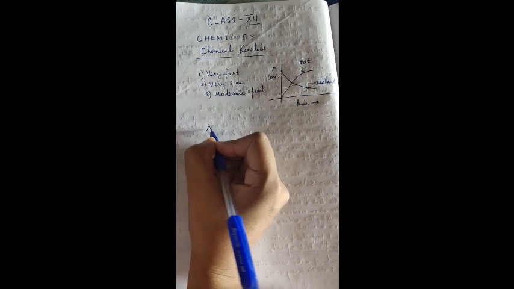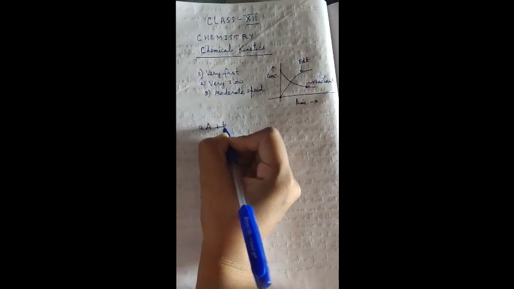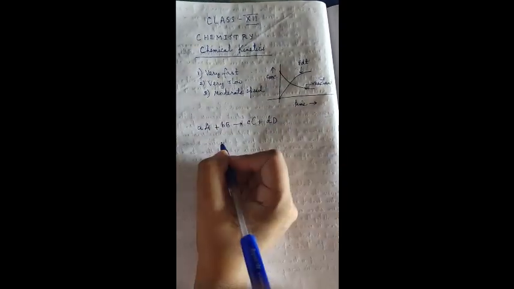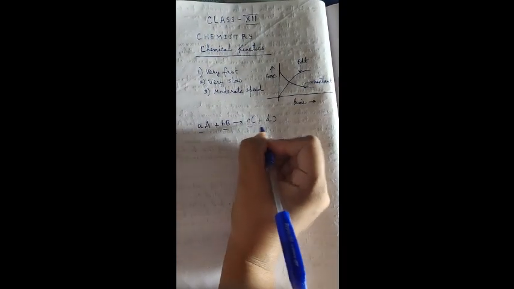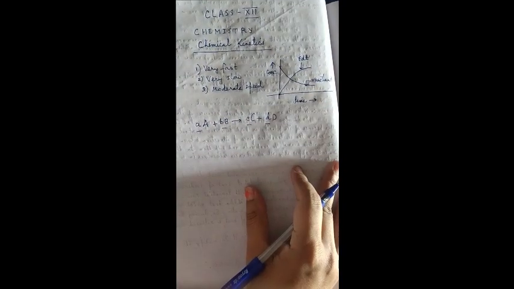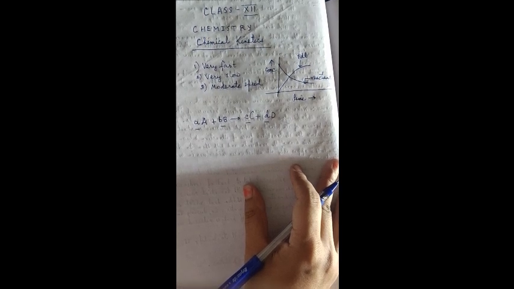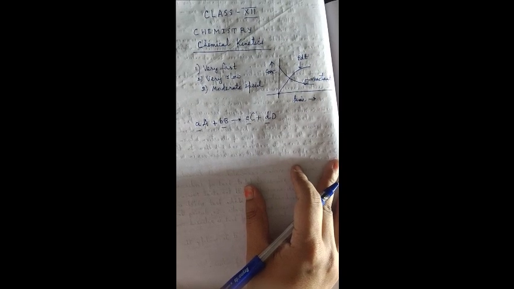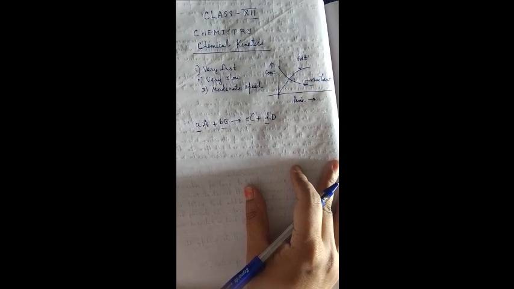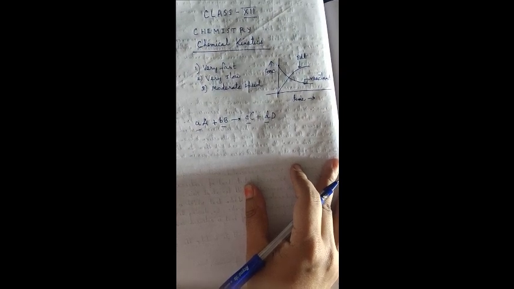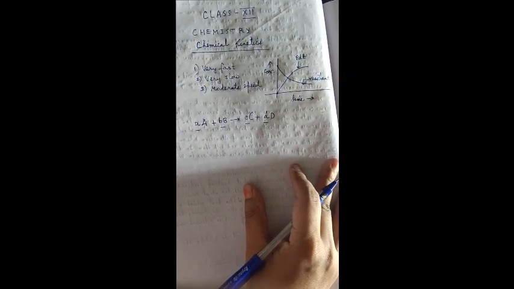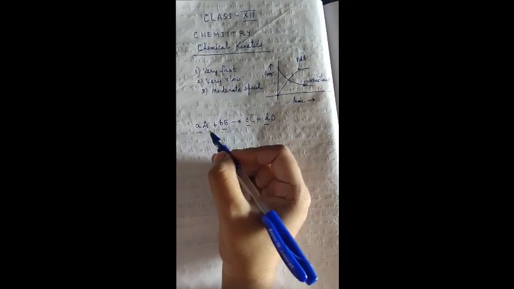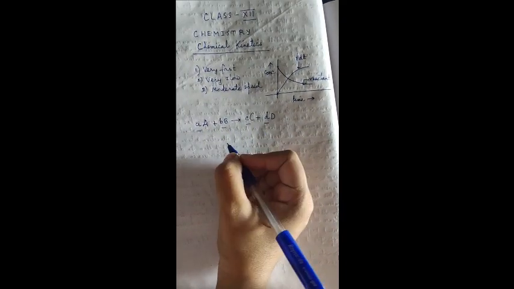Now suppose a reaction is taking place, aA + bB producing cC + dD, where small a, small b, small c and small d are the stoichiometric coefficients. What do you mean by stoichiometric coefficient? The balance. When we are writing a chemical equation, we are always balancing the equation with whole numbers, maybe 2, maybe 3, maybe 4, maybe 5 as required for the reaction. So those whole numbers which are written in front of the reactant and the product are known as stoichiometric coefficients. Capital A and B are the reactants, capital C and D are the products.